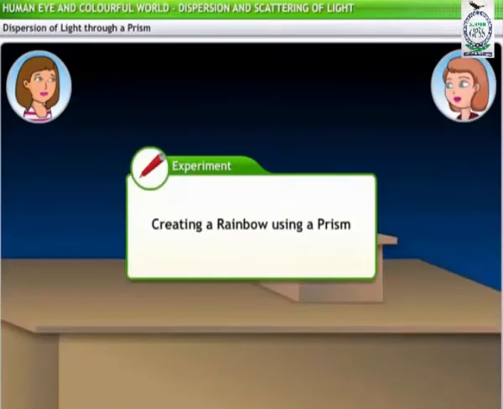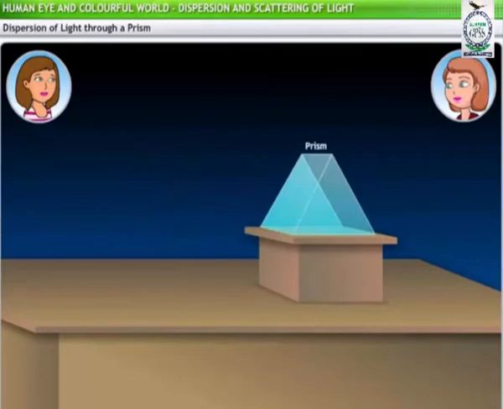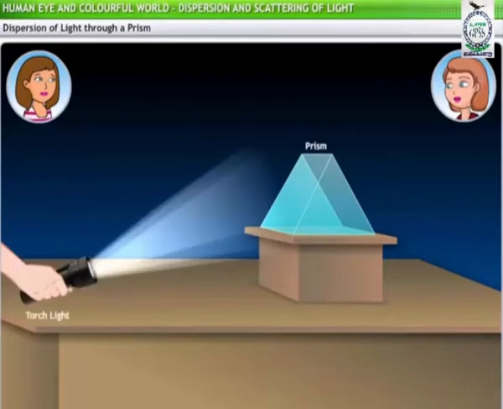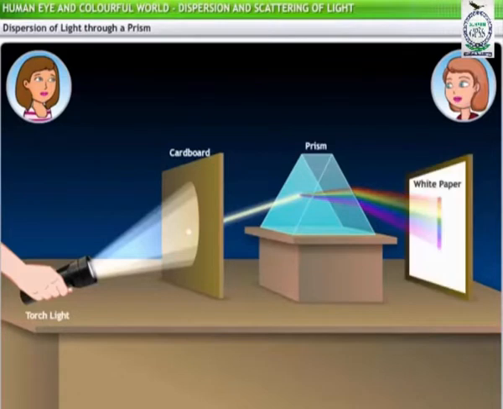Let's conduct an experiment to see how we can create this rainbow effect through a prism. For this experiment, we take a prism on a horizontal surface as shown. On one side of the prism, we place a source of white light. Between the light source and the prism, we place a cardboard having a pinhole. This helps in producing a very narrow light beam through it, similar to that of a ray. Finally, on the other side of the prism, we place a white paper as shown to catch the dispersed emergent beams. This white paper acts as a screen.